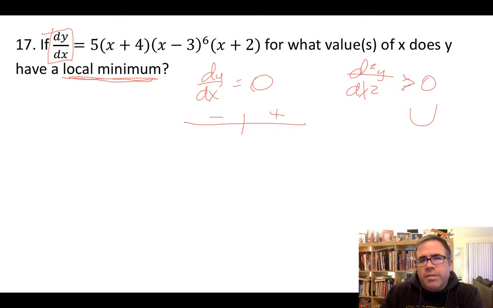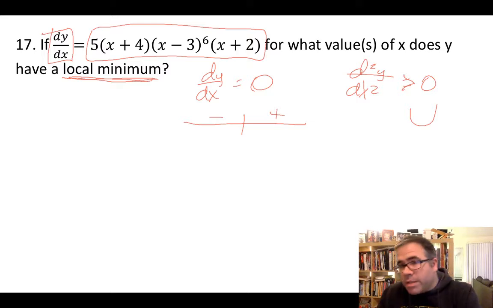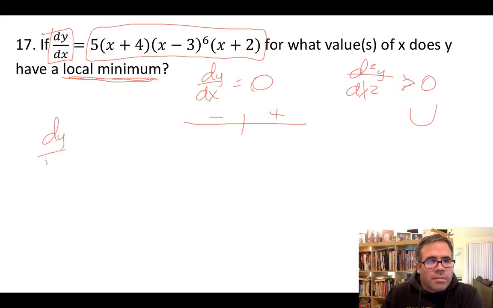I'm sure none of you really want to take the derivative of this expression. It is deliberately kind of nasty looking so that you don't take the derivative and think about it in other ways, but certainly you can take the derivative of this and find whether or not that is positive. But anyways, let's look at this. This expression is equal to 0 at 3 spots: when x equals negative 4, when x equals 3, and when x equals negative 2.